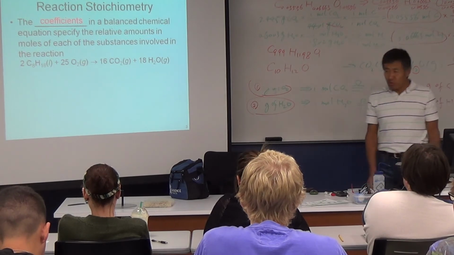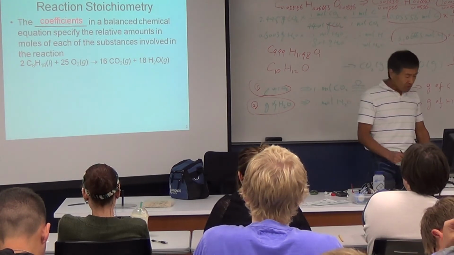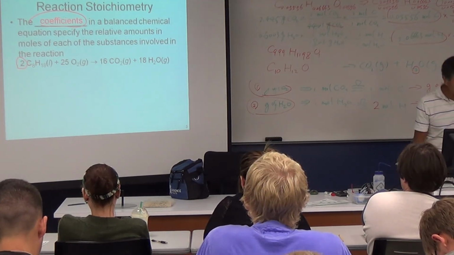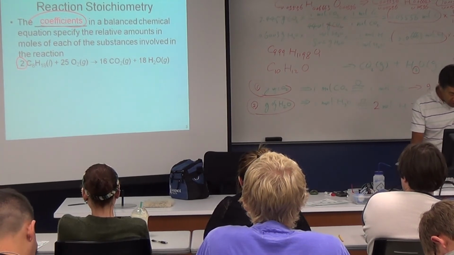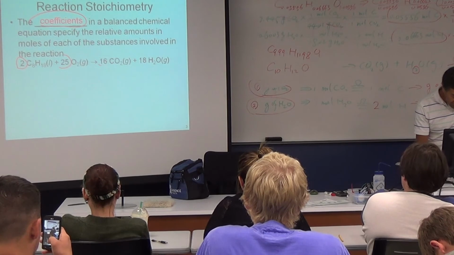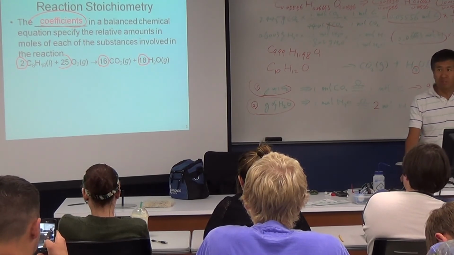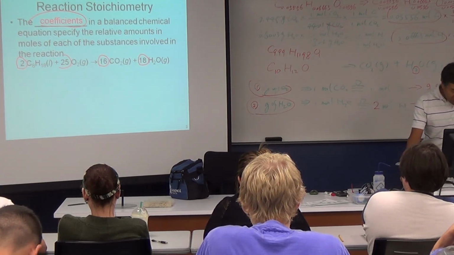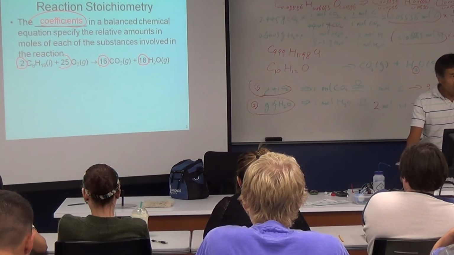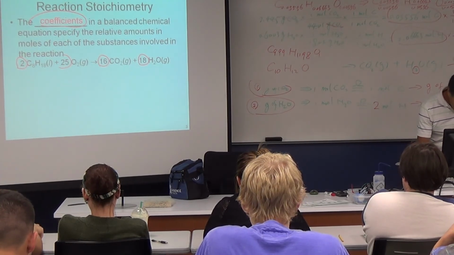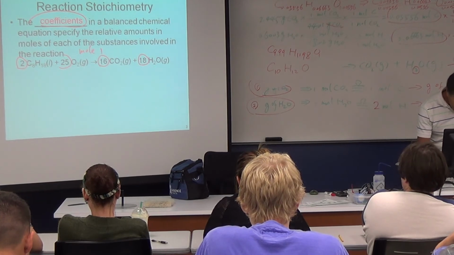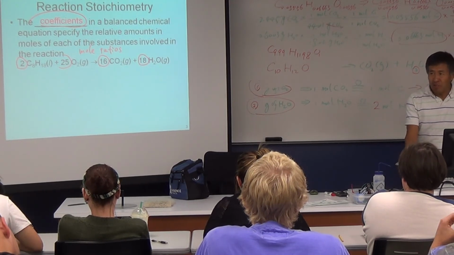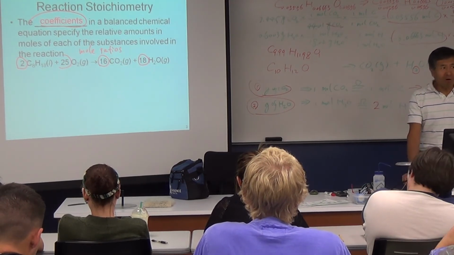So if I give you an equation like this, you can easily identify, let me circle all those coefficients here. The coefficient for octane is 2, for oxygen gas is 25, for CO2 is 16, for water is 18. These coefficients specify, and this is very important later on, mole ratios, even though sometimes you can understand those ratios as molecular ratios.